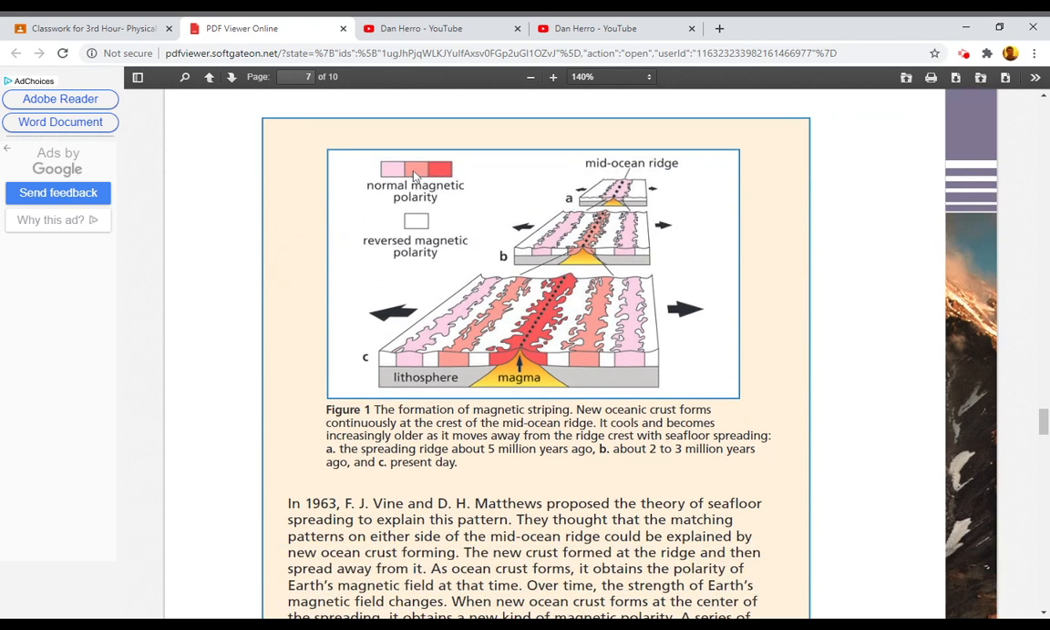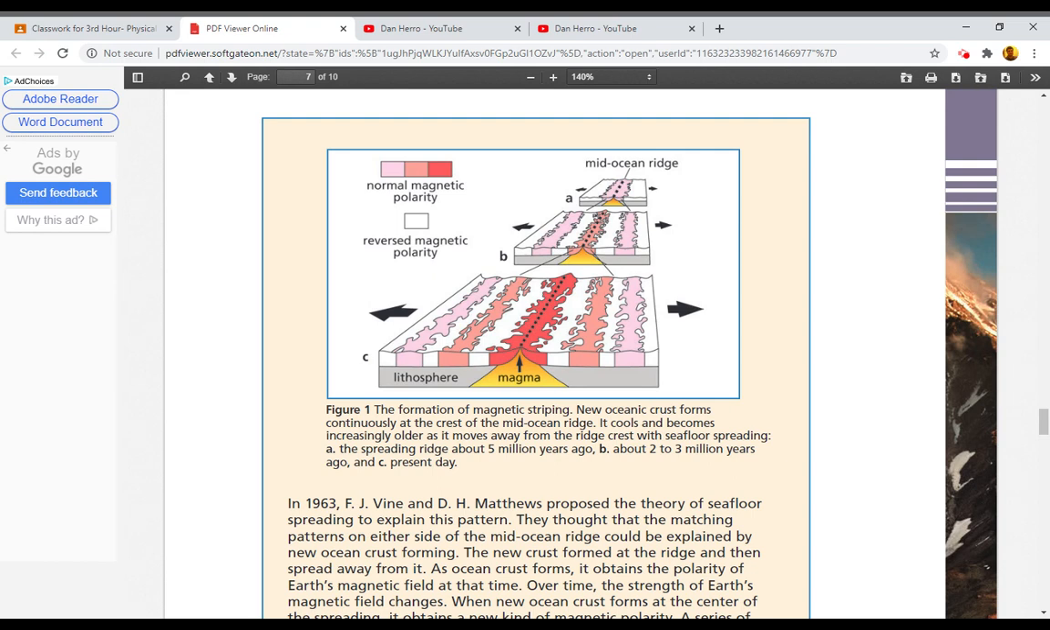So there are the normal magnetic polarity bands, which are the colored bands, and then the reversed magnetic polarity bands are the white bands. There's the magma rising up. There's your lithosphere. And what the magma rising up does is it forms the mid-ocean ridge, as we can see all along the mid-ocean ridge. Figure 1. The formation of magnetic striping.